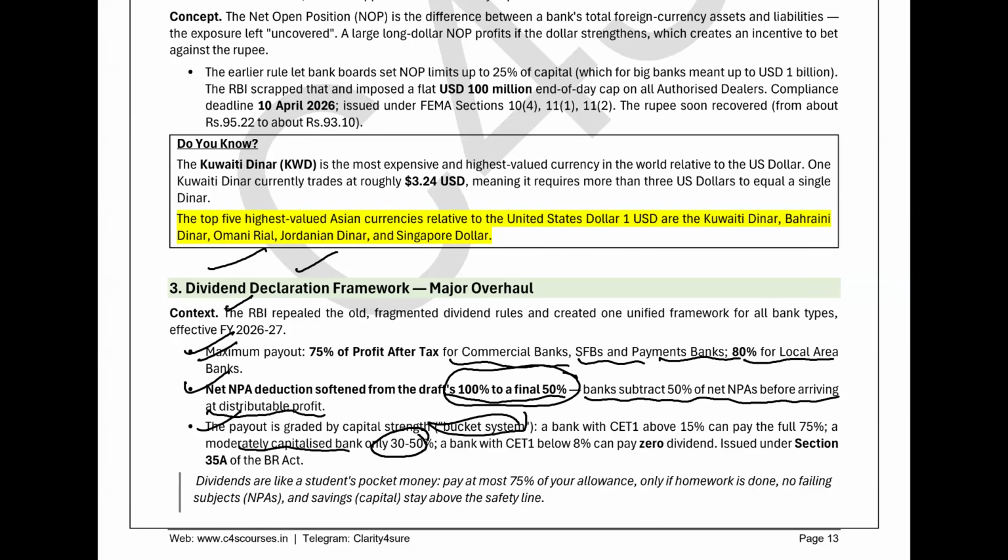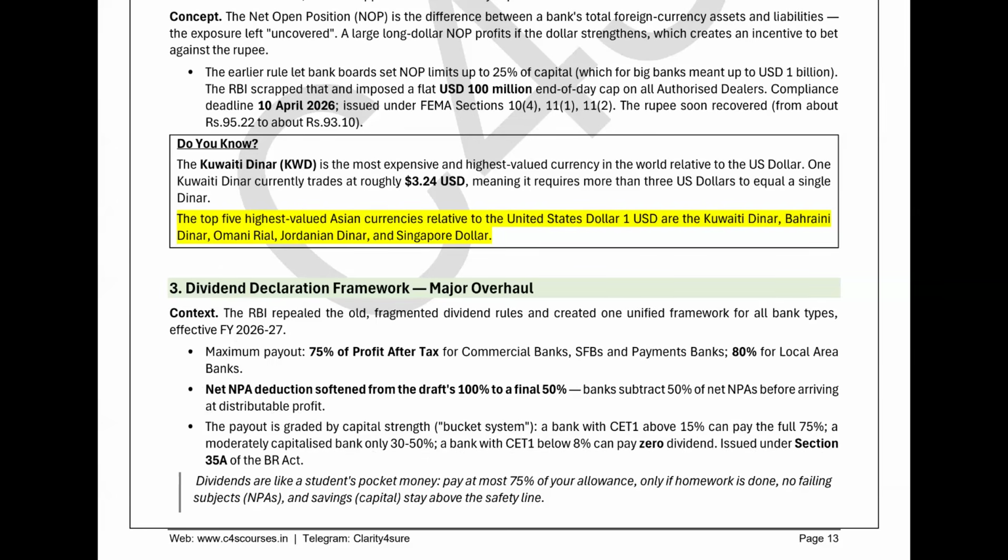A bank with CET1 below 8% must pay zero dividend, issued under section 35A of the Banking Regulation Act of 1949. ये याद रखना, ये पॉइंट याद रखना. Is it clear? तो यहाँ पर एग्जांपल रीड कर लो, you will understand it more clearly.